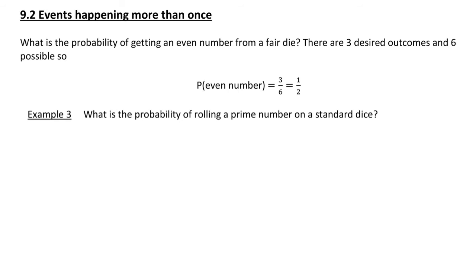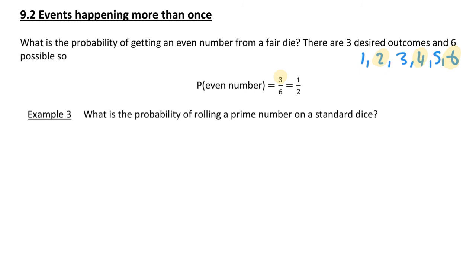Events happening more than once. What is the probability of getting an even number from a fair dice? Here there are 3 desired outcomes and 6 possible. So the probability is 3 out of 6, which is a half. Remember the numbers on a dice: you could have a 1, a 2, 3, 4, a 5 and a 6. The even numbers there are clearly 2, 4 and 6, which gives us our 3 out of 6 total.